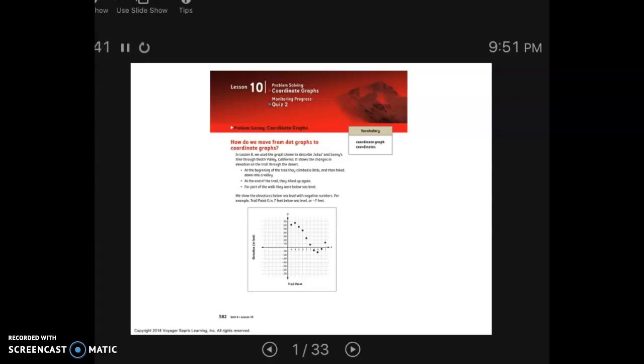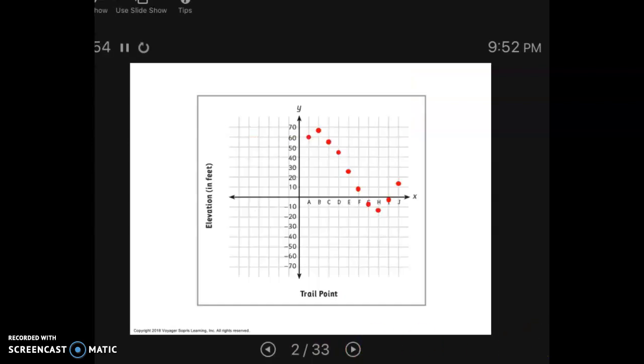Hey guys, so for today's lesson we are on Unit 8, Lesson 10, and we are going to talk about coordinating graphs and how we move from dot graphs to coordinate graphs. In Lesson 8, we used this graph to describe a hike through Death Valley, California.